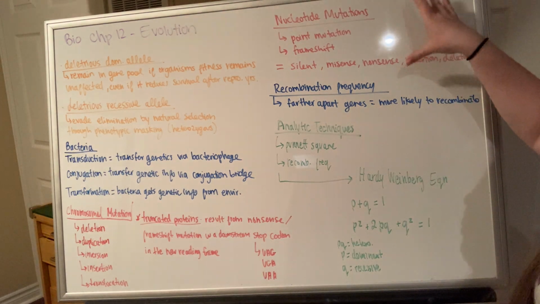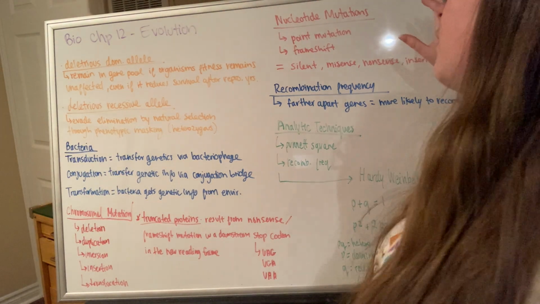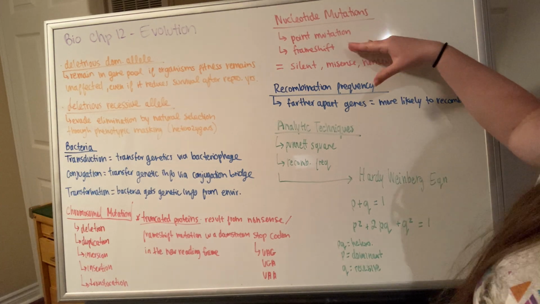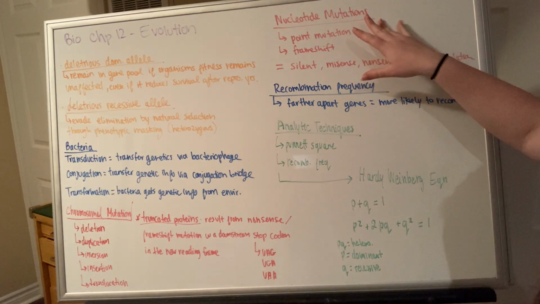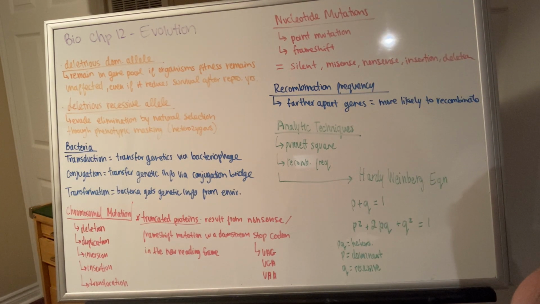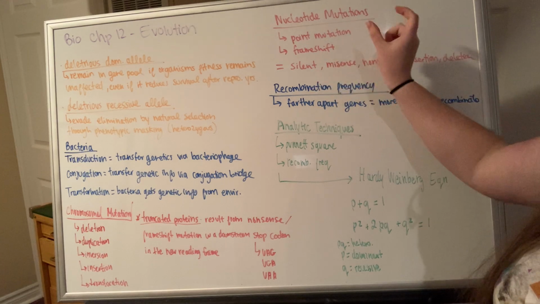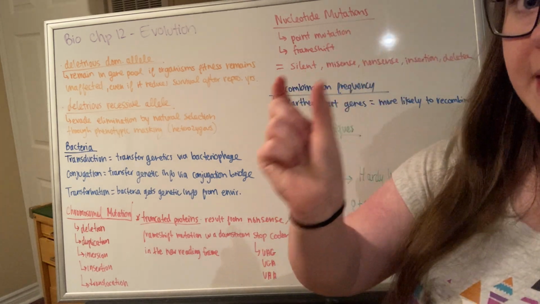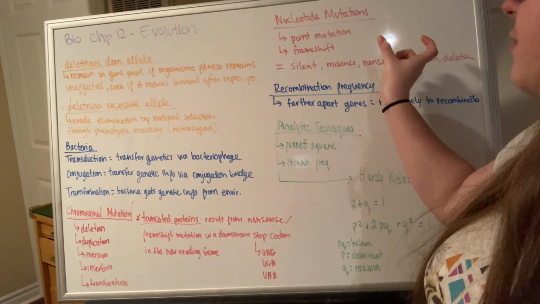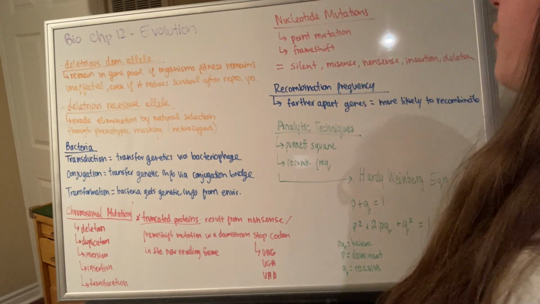But then we also have nucleotide mutations. So we have point mutations and frame shift mutations. The point mutation is just when you switch one nucleotide for another. And then a frame shift: we're reading the codons three at a time, so if there's a frame shift, that will throw off all the other frames.